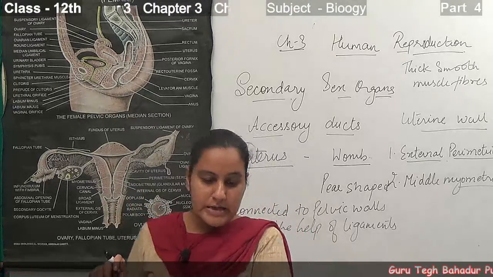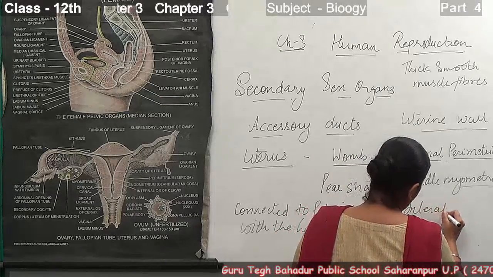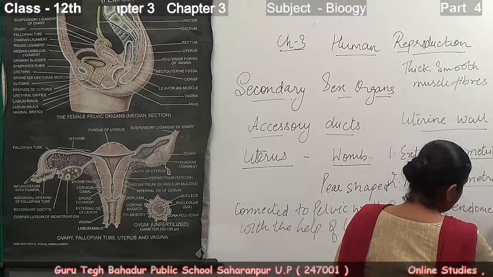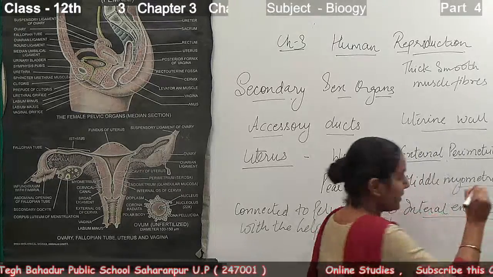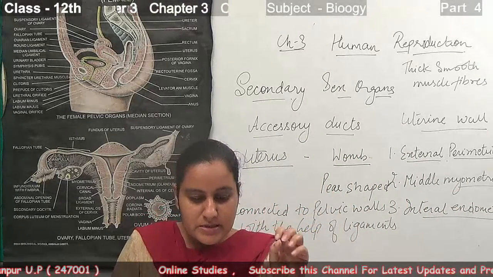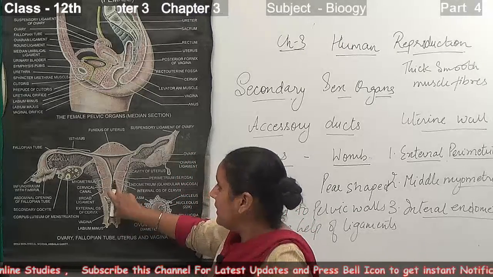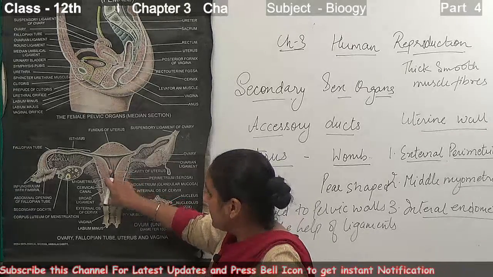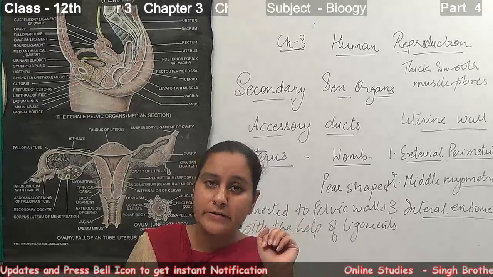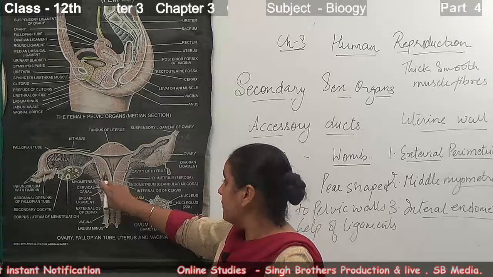The third layer is the internal endometrium. Now this internal endometrium is the inner layer. This inner layer, known as the endometrium, contains the glands and the various blood vessels. This is the layer that contains the glands and the various blood vessels.